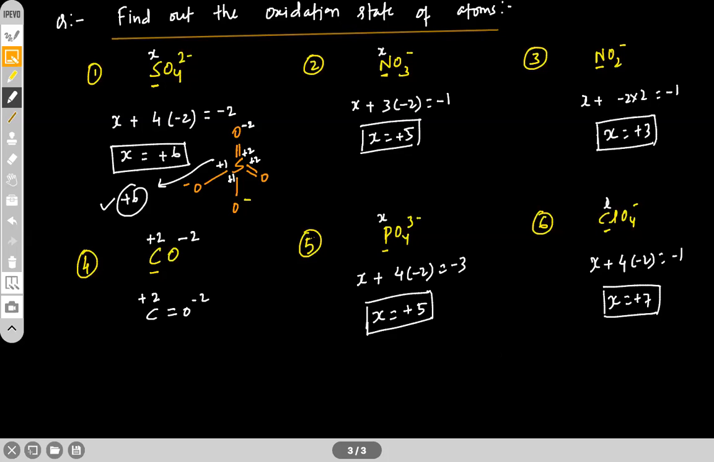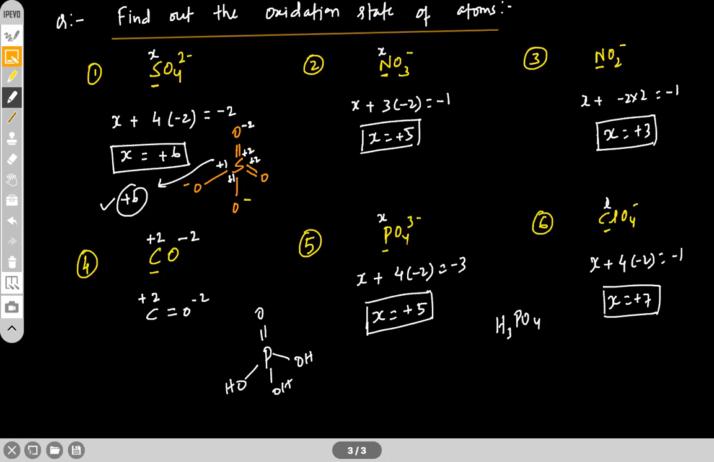So PO4 3 minus. Have you studied H3PO4? What is this H3PO4? It is orthophosphoric acid or phosphoric acid, both are the same thing. Could you draw the structure of H3PO4? The H3PO4 structure is P double bond O, OH, OH, and OH.